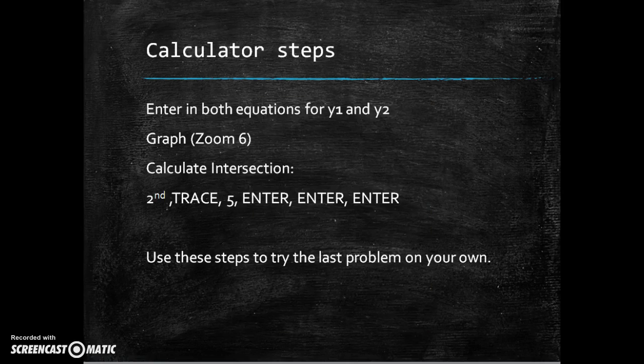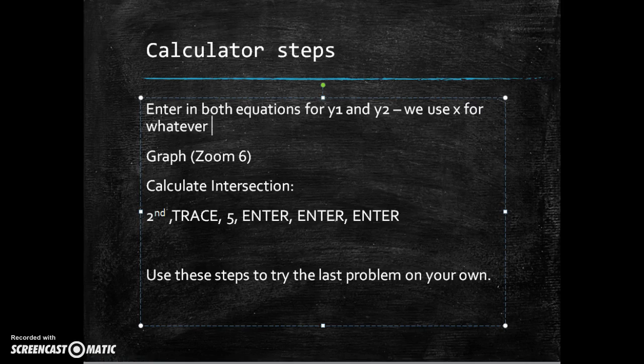It's nice. Do me a favor, please. Write down these calculator steps. We entered in both equations for y1 and y2. The other thing I would probably say here is that we use x for whatever variable we're solving for. And then, in order to graph, you're going to hit zoom 6. And then to calculate the intersection, you put second, trace, 5, and then enter 3 times. Enter, enter, enter.